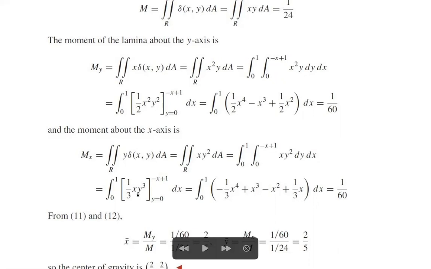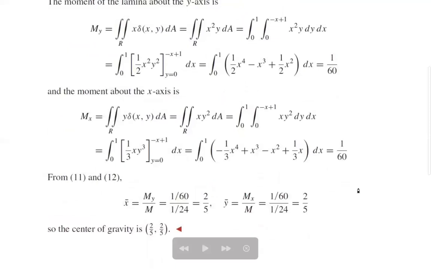Upper limit minus lower limit, you will get x raised to 4 by 3 into minus 1 plus x cubed minus x squared plus x by 3 as your function. You can integrate this function with respect to x from 0 to 1, and you will get 1 by 60 as your solution. Mx is equal to 1 by 60, My is equal to 1 by 60, and m is equal to 1 by 24.